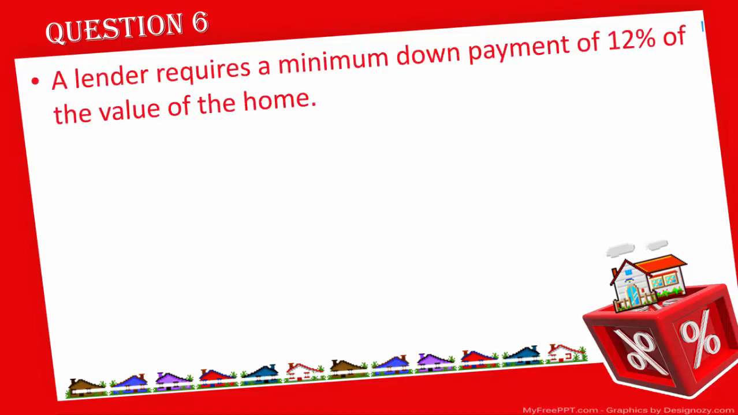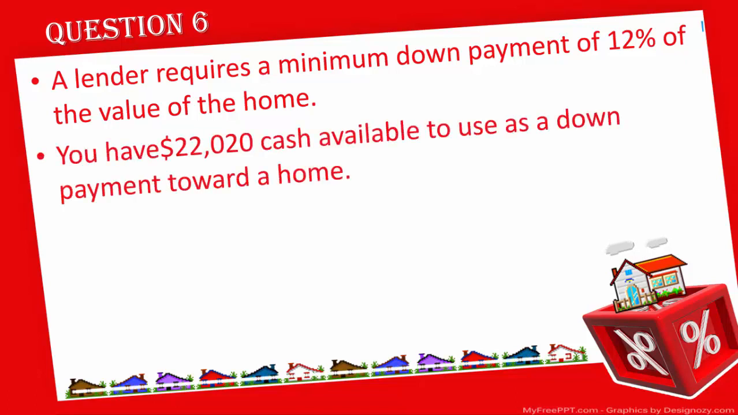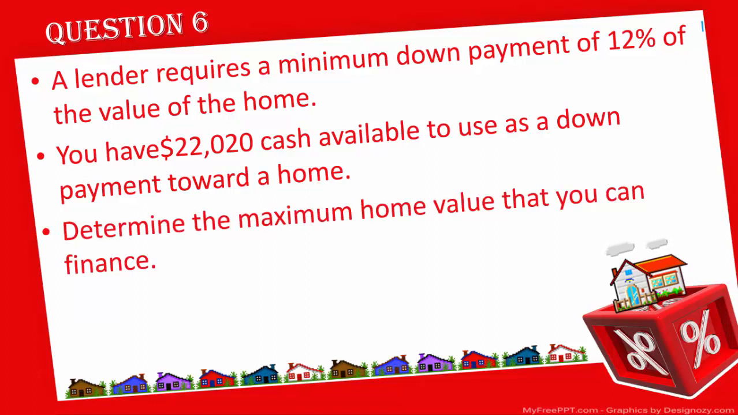In question number 6, a lender requires a minimum down payment of 12% of the value of the home. You have $22,020 in cash available to use as a down payment for the home. So you want to determine the maximum home value you can finance.